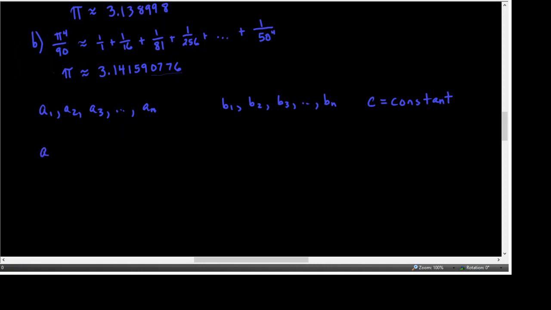the following things hold. First, if you have sigma, let's say from i equals 1 to n of a constant, that's going to be that number above sigma times c every time. Let's see why that's so. I'm going to give you an example.